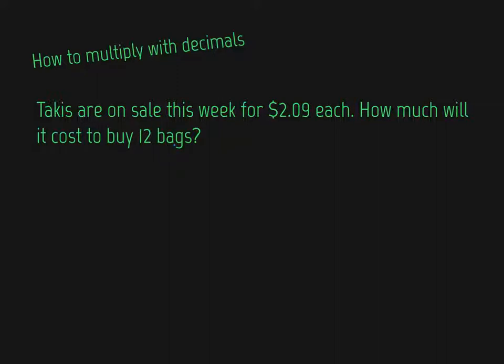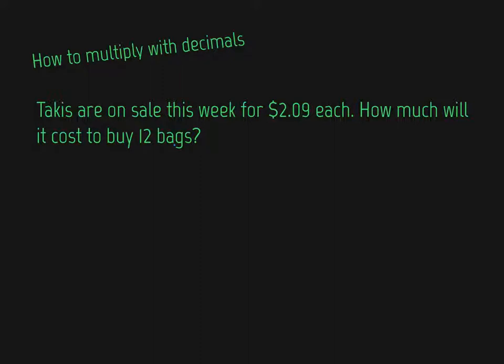Since we're buying a bigger number, I know that we're probably going to have to use repeated addition or multiplication. Another thing that clues me in is that they talk about the price of each bag and then how much it costs to buy a certain number of bags, and it's more than just the one bag. So we know they're on sale for $2.09 each, and we need to know how much we're going to spend to buy 12 bags.